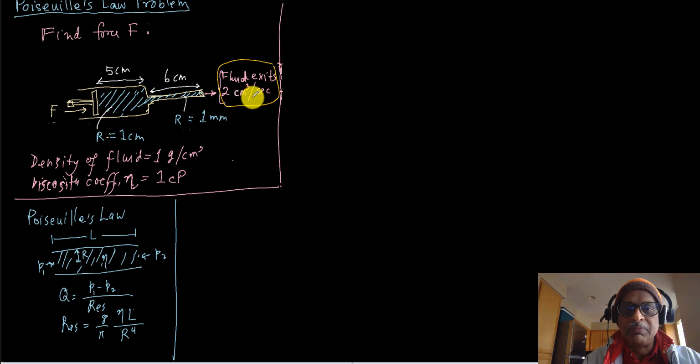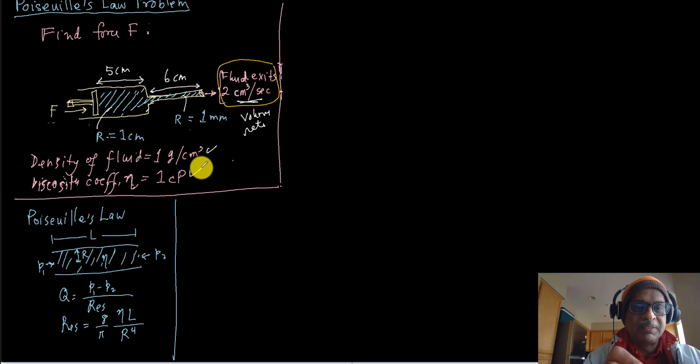So this is the volume. This is the volume flow rate. So volume rate. And we're given density and we're given this, and we're supposed to find the force F.